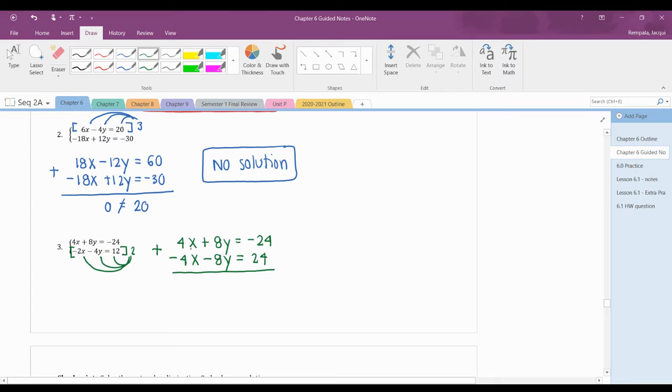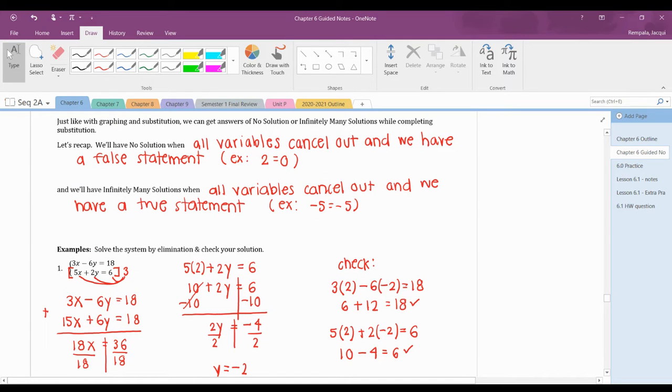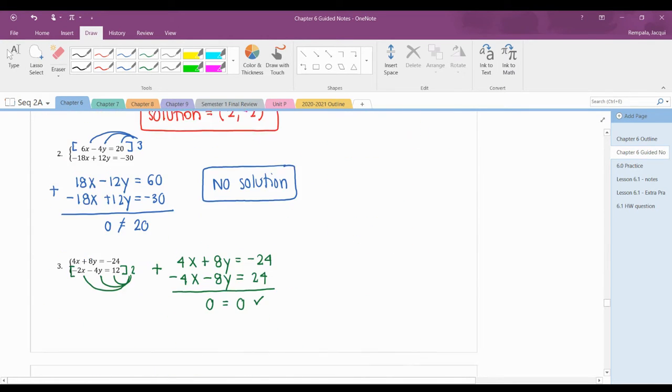Notice that the negative 4 and positive 4 are going to cancel out. That 8 and the negative 8, those are going to cancel out. So everything on the left cancels. That makes it just 0. On the right side, negative 24 plus positive 24, well, that also cancels out. That turns to 0. So notice that all of my variables canceled, and we end up with a true statement. 0 does equal 0. So if we go back up, that is going to be the situation where we have infinitely many solutions. Notice once again, infinitely many, all variables cancel out, and we have a true statement.